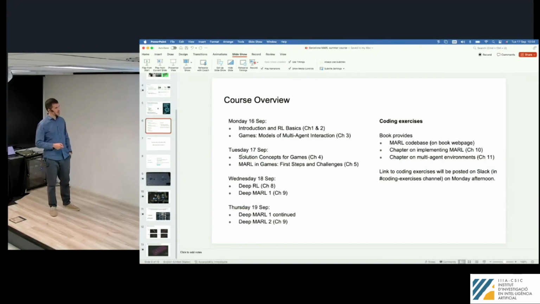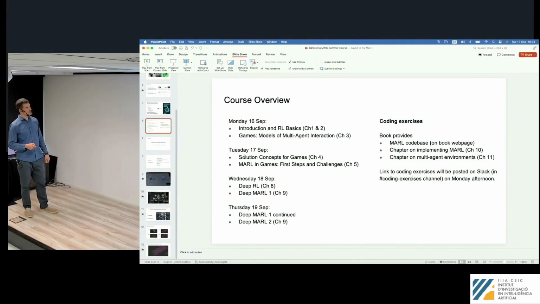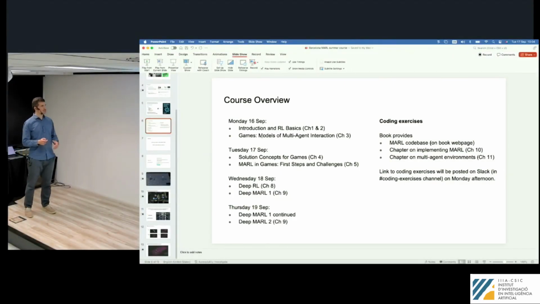Yesterday we started by introducing multi-agent systems. We did some motivation, why this is interesting. Then we talked about some RL basics, just to set the scene with the terminology. And then we started to talk about game models. So we introduced models like normal form games, stochastic games, and partially observable stochastic games, and some assumptions here.